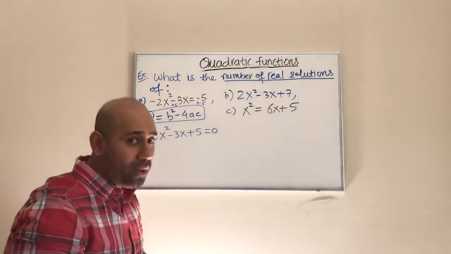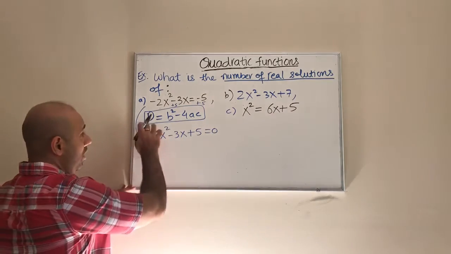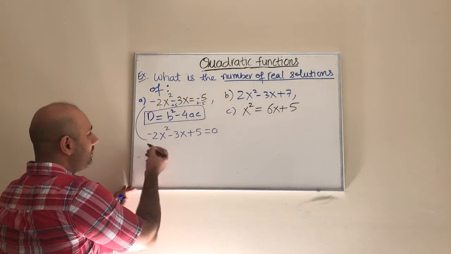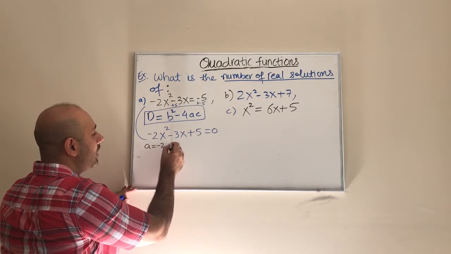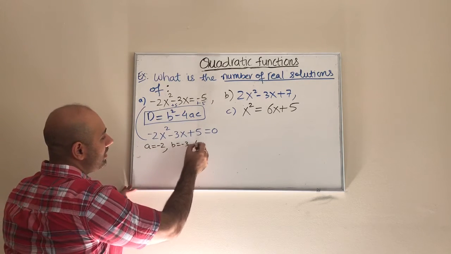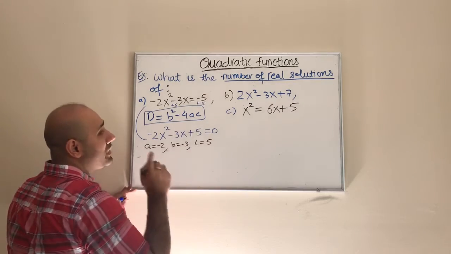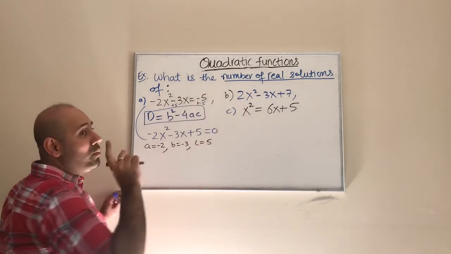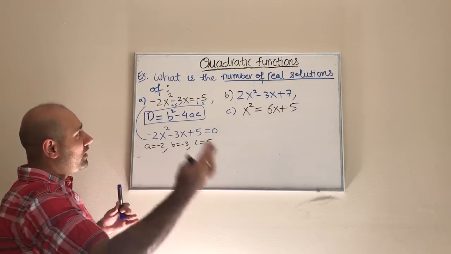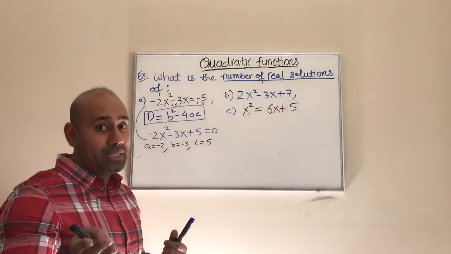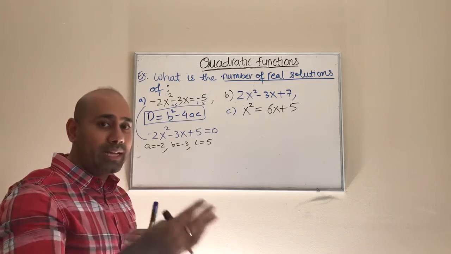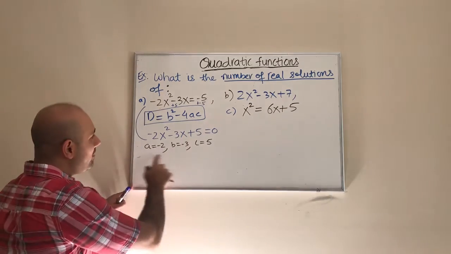Once it is in the standard form, the first step, in order to find the discriminant D, would be to identify A, B, and C. A is negative 2, B is negative 3, and obviously C is positive 5. Guys, C is not negative 5. You have to first bring it into standard form before you can identify A, B, and C. So make sure first standard form and then identify A, B, and C.